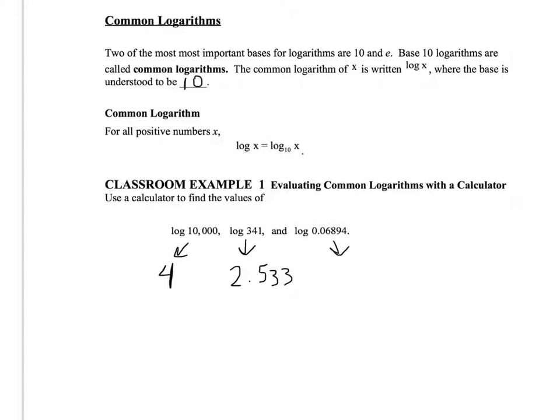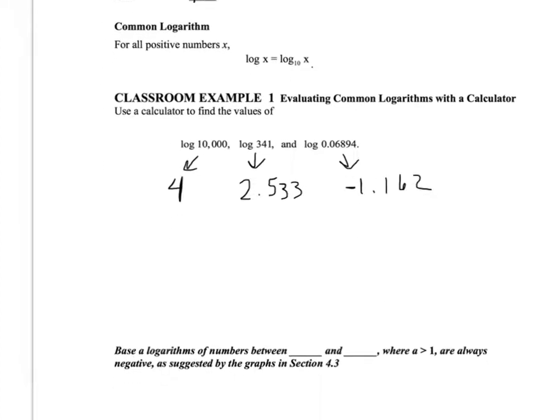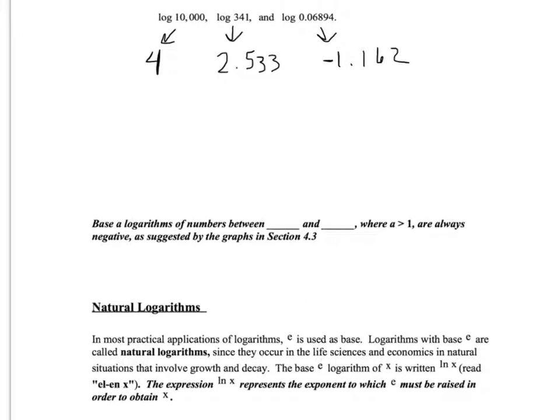The last example would be 10 raised to what power gives you 0.06894. Make sure that you're getting negative 1.162 in your calculator. Now, the last thing is just a reminder. If you look at that last one, you may be a little puzzled. Why did that end up being a negative value?